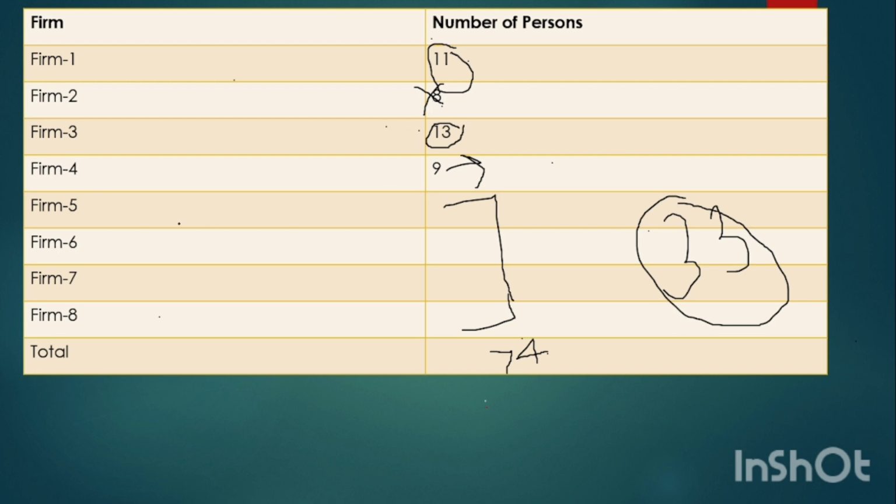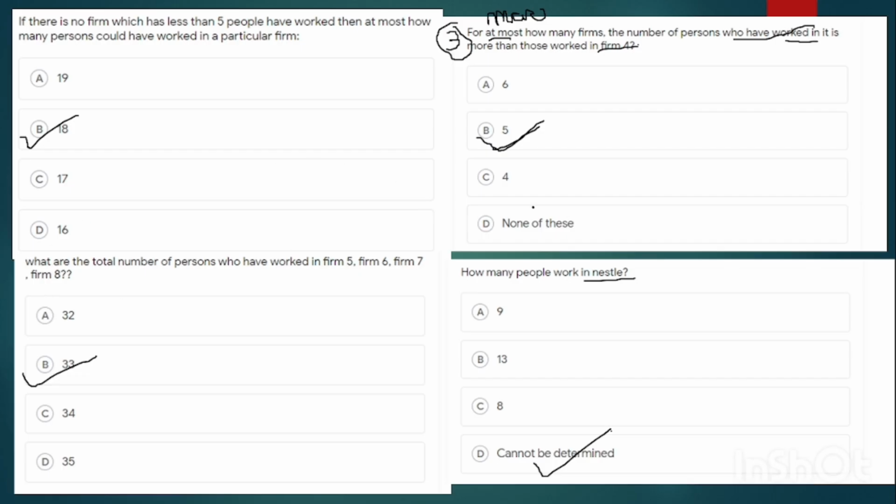Now, firm 5, firm 6, firm 7, firm 8. I want values which are more than 9. I can take 10 over here, 10 over here as well, and 10 over here as well. So I am left with 3 over here. Now, this is the maximum value I can attain because I am not given any option of cannot be determined. If I have none of these as an option, it means I am having an absolute answer.